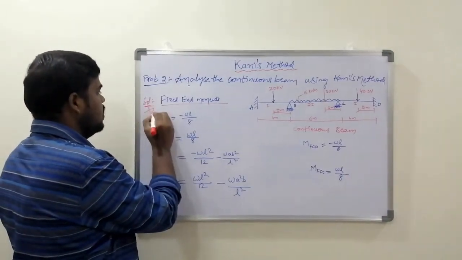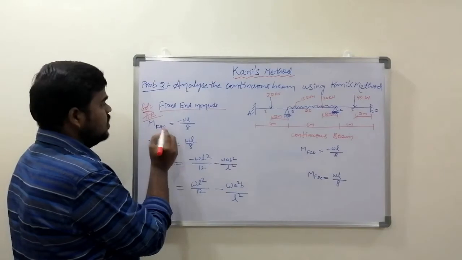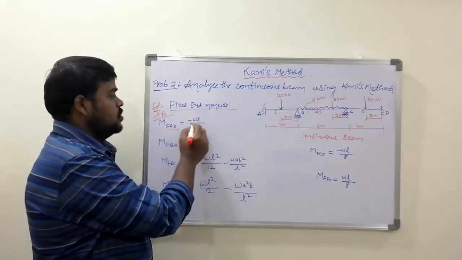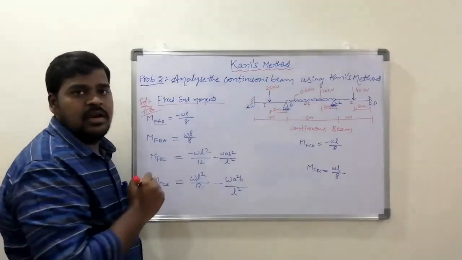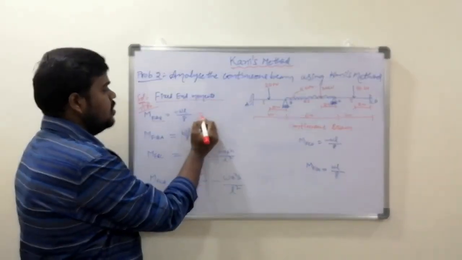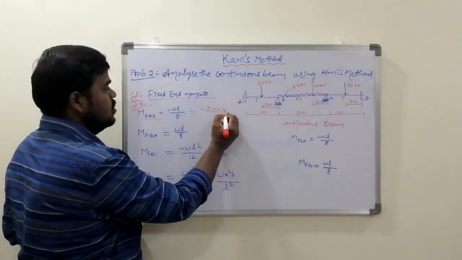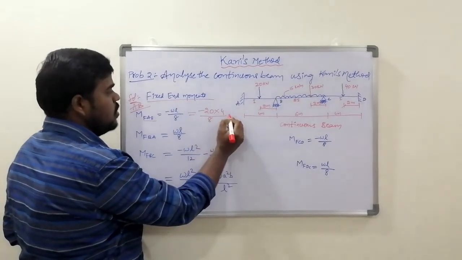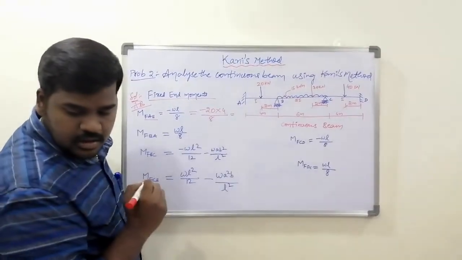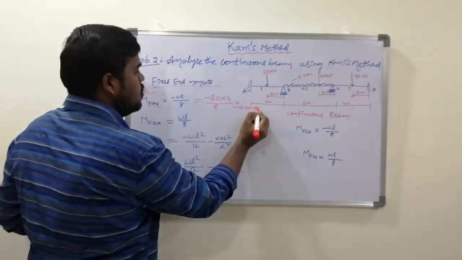Taking span AB, MFAB, what is this FAB? F is nothing but fixed end moments of the span AB. The formula is already learned in the slope deflection and moment distribution methods. So MFAB is nothing but minus WL by 8. I will solve this. W is taken as 20 and the length is taken as 4, divided by 8. So minus 20 into 4 by 8 gives minus 10 kilonewton meter.